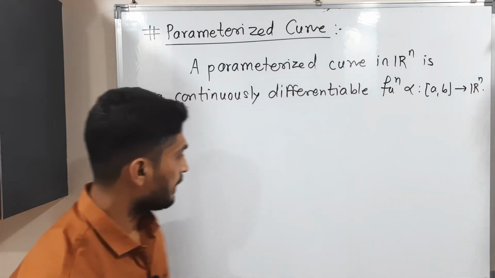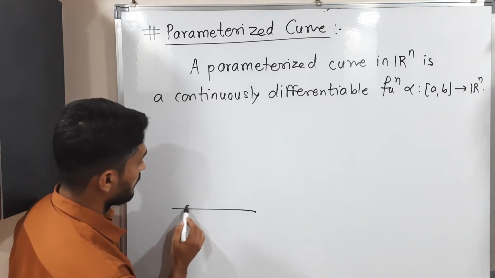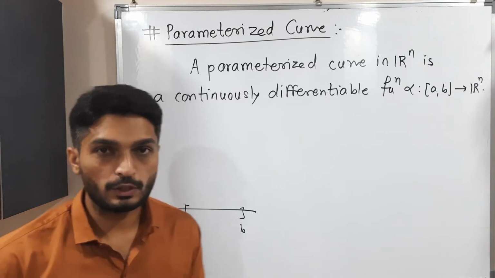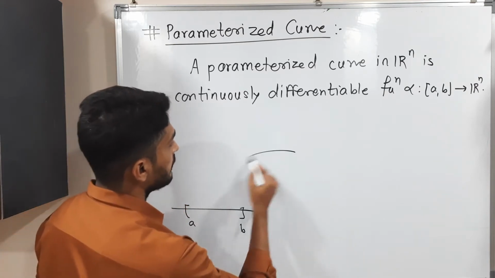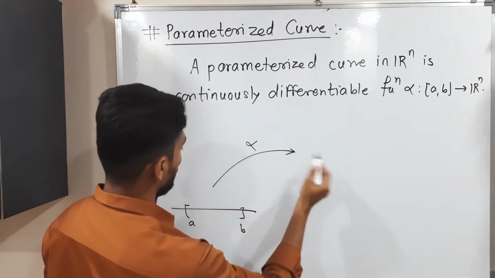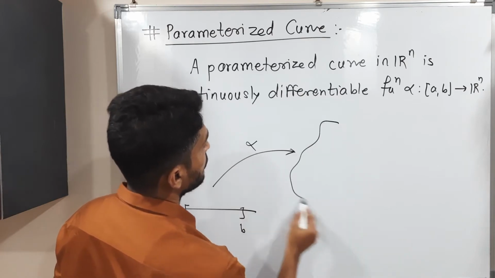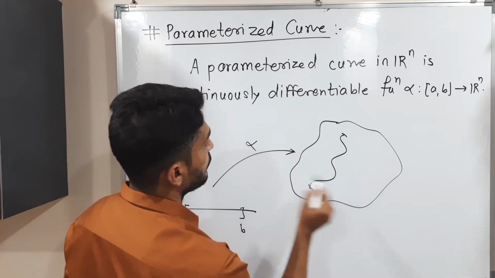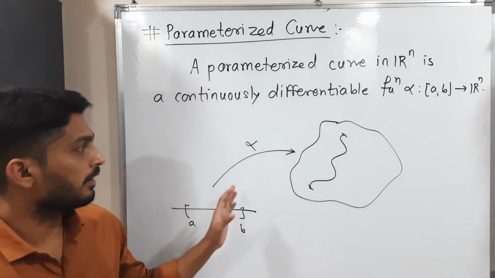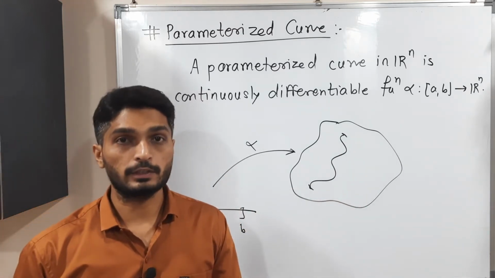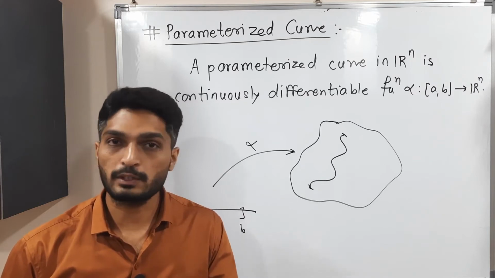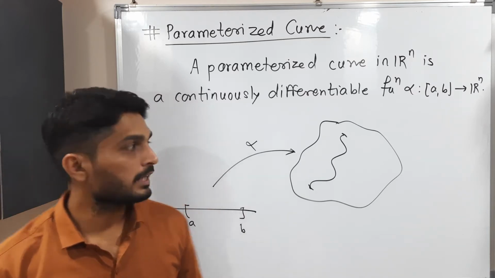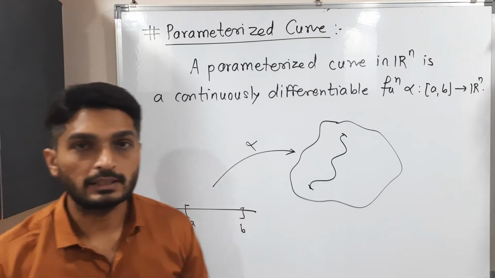Okay, so I will show you here in diagram. So AB, this is one interval. We have a subset of R, and alpha is a function from AB to a subset of Rn. So alpha is continuously differentiable. Continuously differentiable means alpha should be differentiable and its derivative should be continuous. Then we can say it is a parameterized curve.